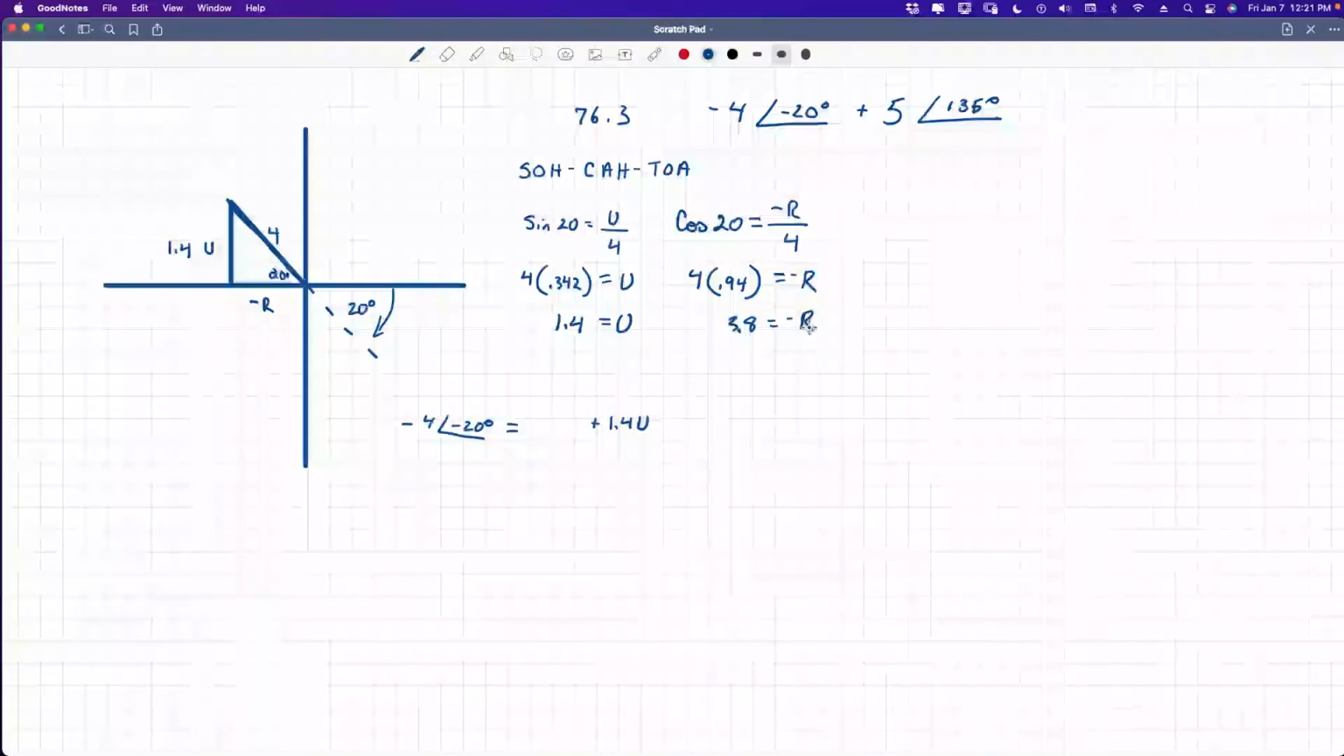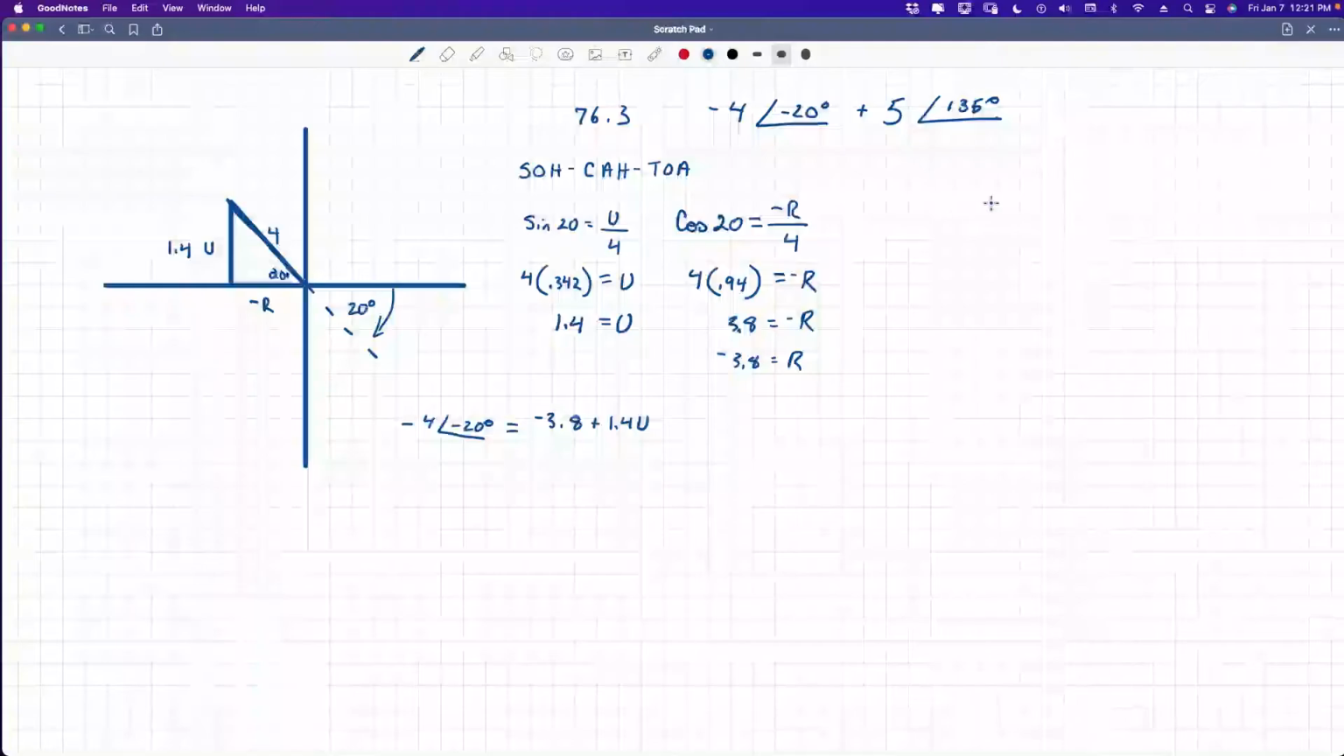We don't want a variable to be negative. So we multiply everything by -1. We get negative 3.8 equals r. So negative 3.8r plus 1.4u is this one. All right, so we see how we got that first.